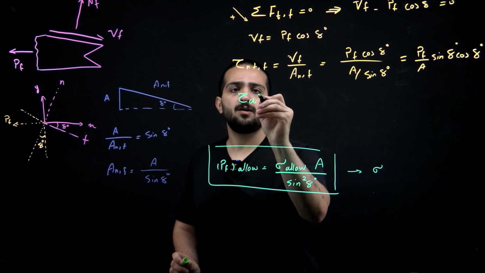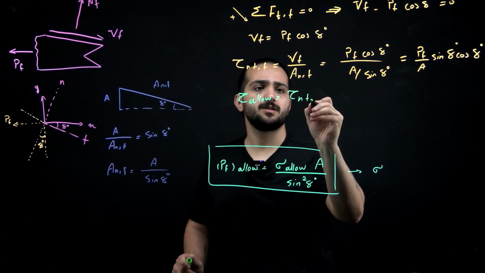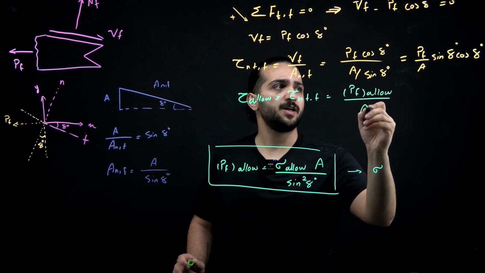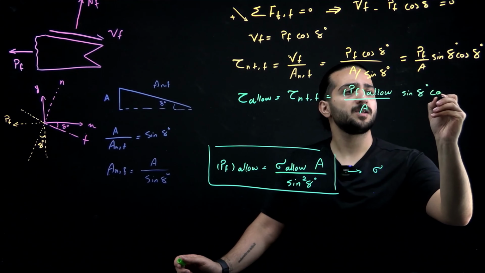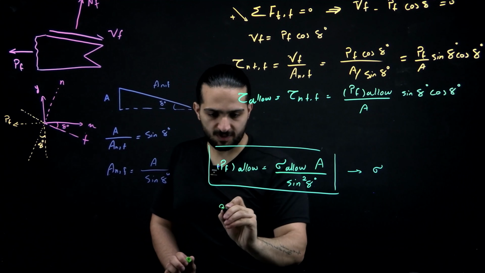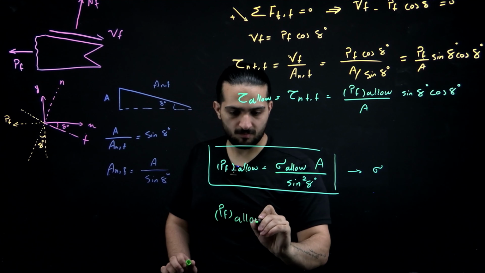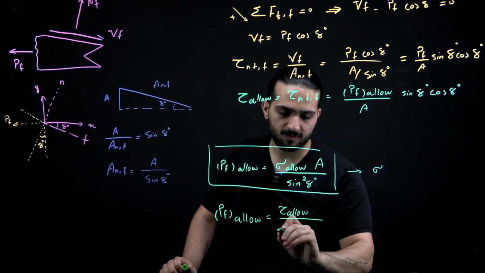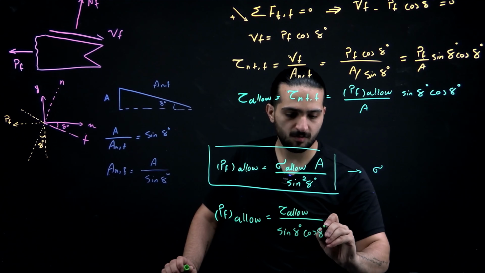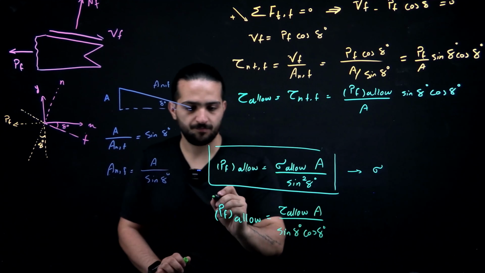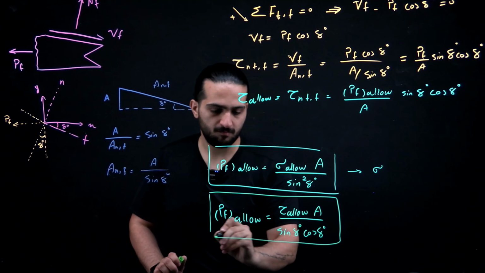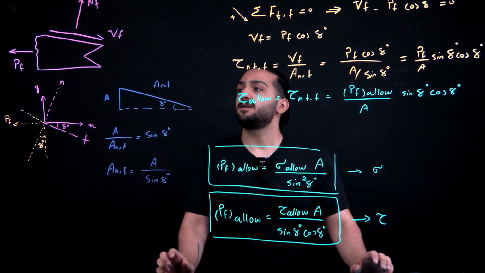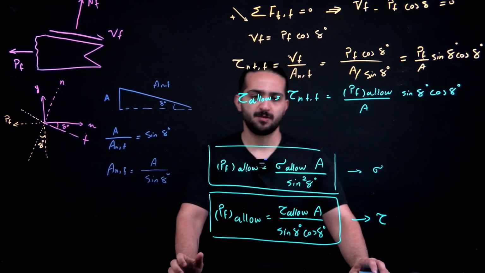Now if we say this tau allowable is equal to tau N T and F, or PF allowable over A sine of 8 cosine of 8, we get PF allowable equal to tau allowable over sine of 8 cosine of 8 multiplied by A. And this is based on the shear stress. So these are for the finger joint splice. Now we have to follow the same procedure for the diagonal lap splice.